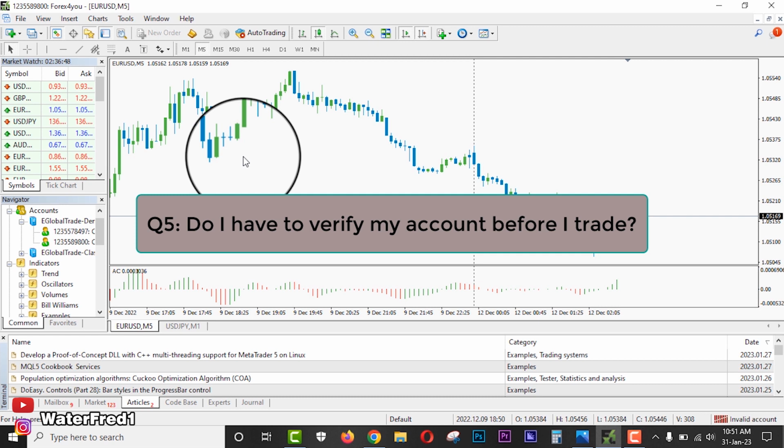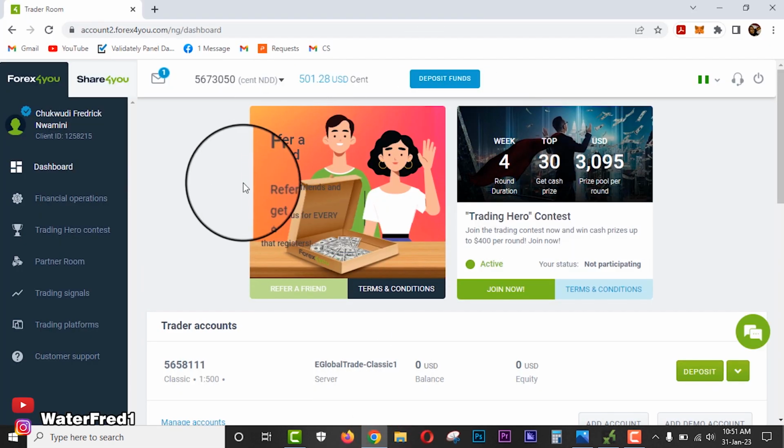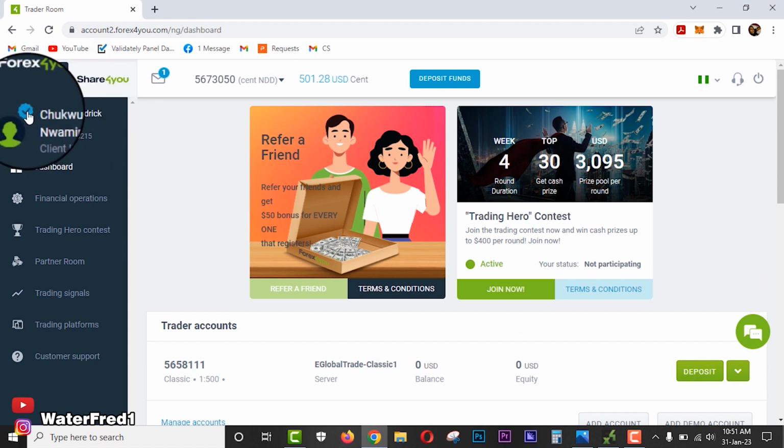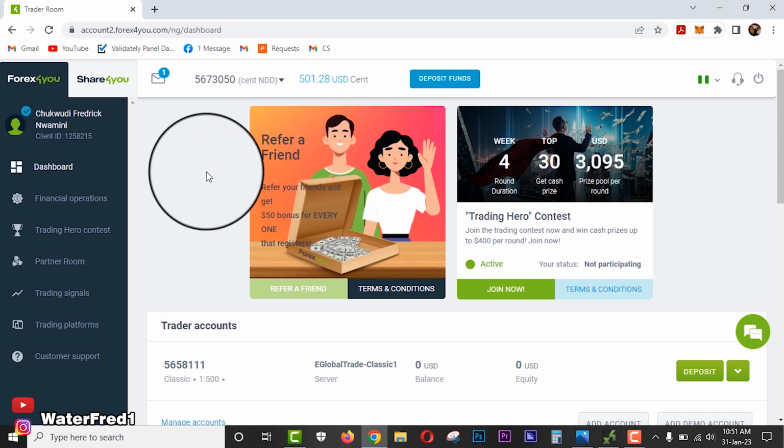Do I have to verify my account before I trade? The answer to this question is no. You do not need to verify your account on Forex4You to deposit and trade, as long as the deposit or withdrawal amount is not above $1,000. Once the amount is less than $1,000, you can actually deposit, trade, and withdraw. But once it exceeds $1,000, then you need to verify your account.